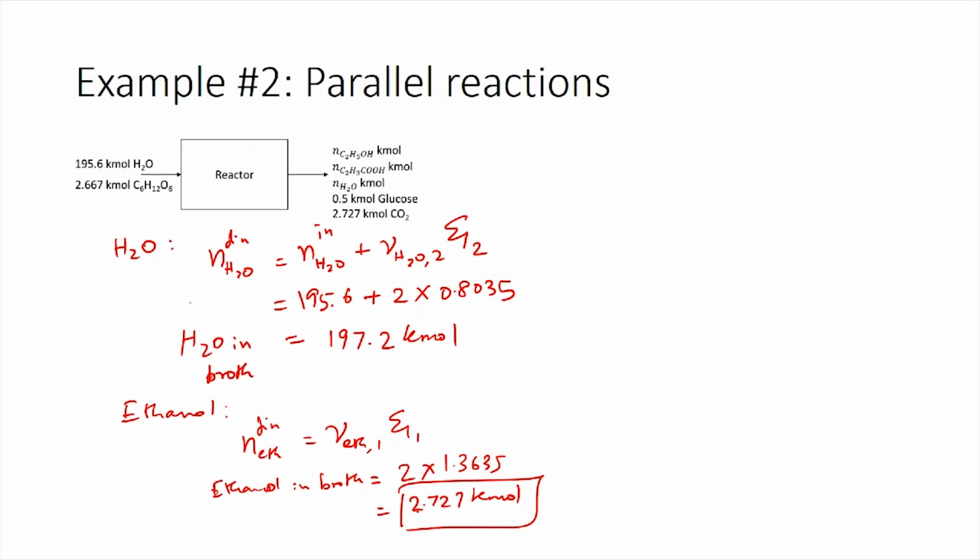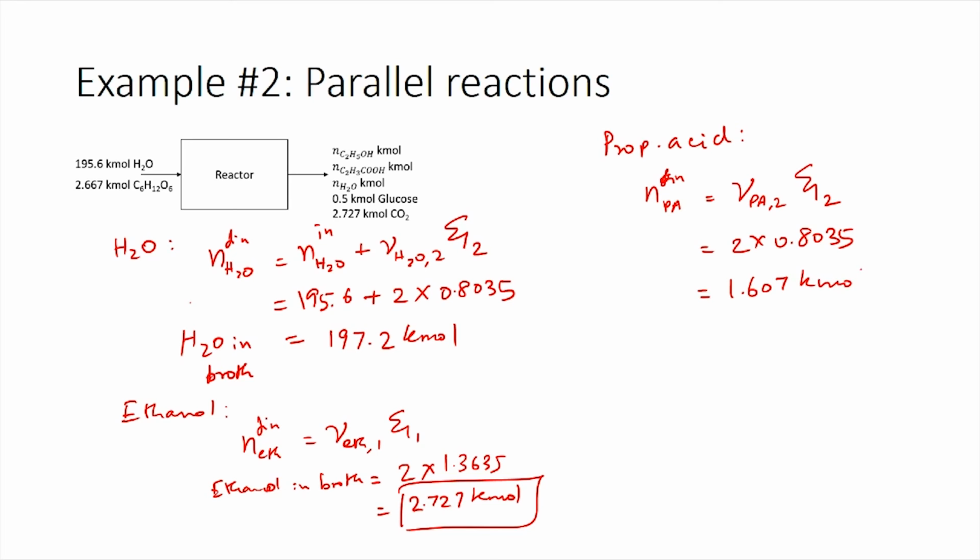So, finally, we will have to perform the balances for propanoic acid. So, for propanoic acid, we do not have any propanoic acid entering at the initial condition and we have only propanoic acid being produced by the second reaction. So, propanoic acid in the final condition would be equal to stoichiometric coefficient of propanoic acid in the second reaction times extent of reaction for the second reaction, which is 2 times 0.8035, giving you a value of 1.607 kilomoles. With this, we have the number of moles of each of the components present in the final broth.